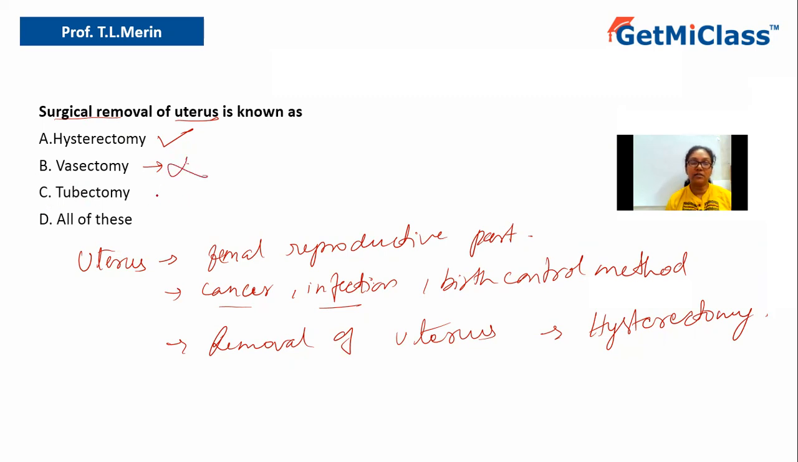Option C says tubectomy. Tubectomy is nothing but the surgical cutting and tying up of the fallopian tube in case of the female. So it is not removal of the uterus, hence it is ruled out. Option D is all of this, which is again ruled out because we have only one answer, that is option A. So let us conclude the answer.